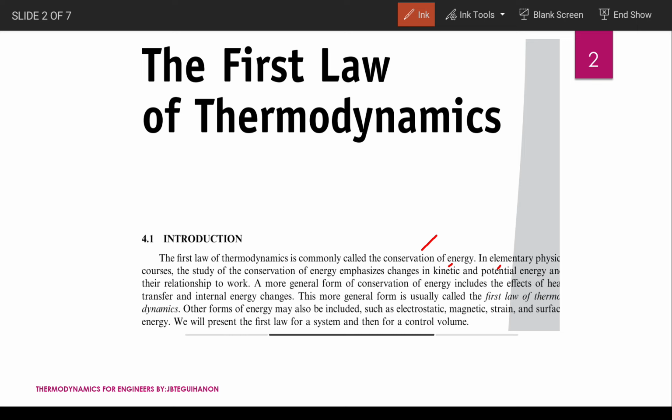So other forms of energy may be included such as electrostatics, magnetic strain, and surface energy. We will present the first law for a system and then for a control volume. So yun yung ating expect dito sa first law of thermodynamics. Okay, let's move on.